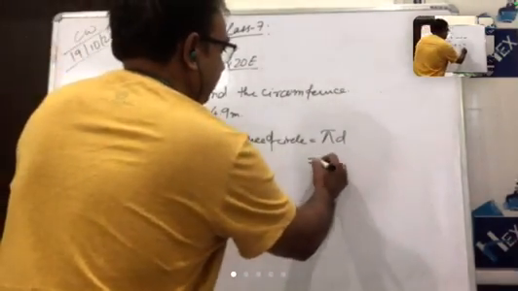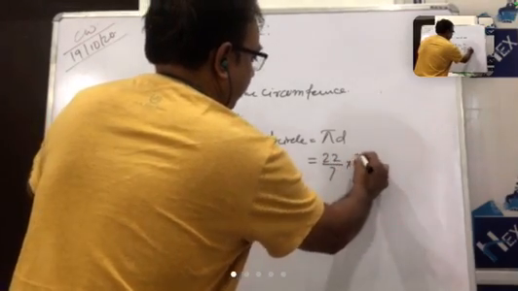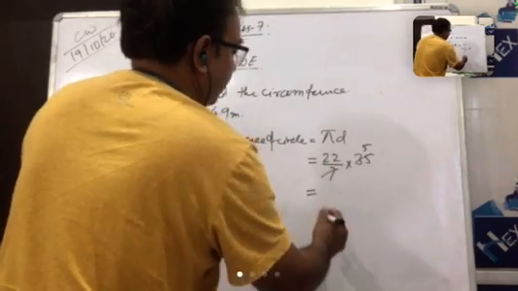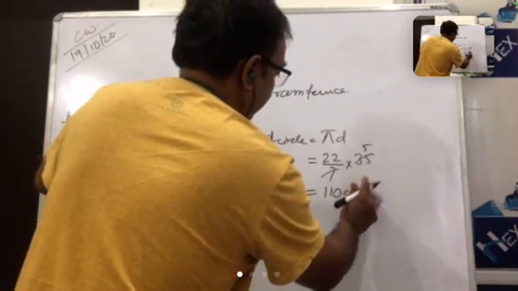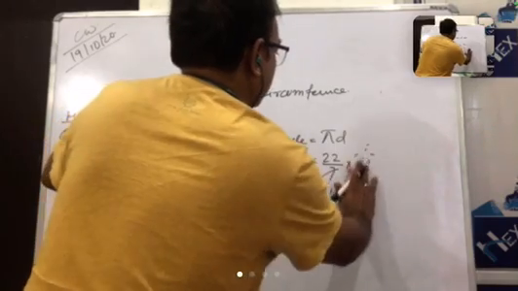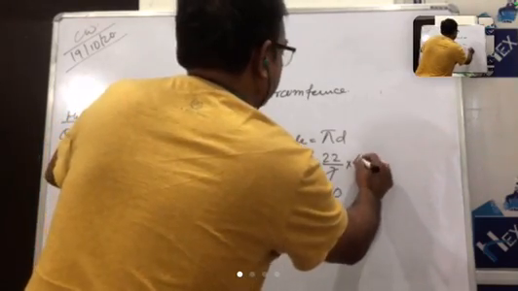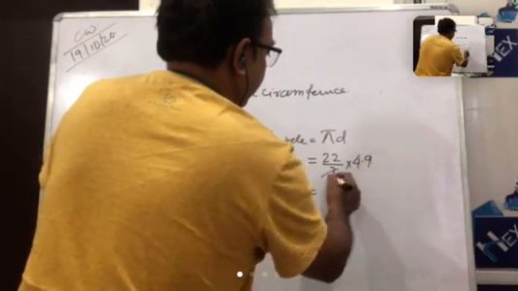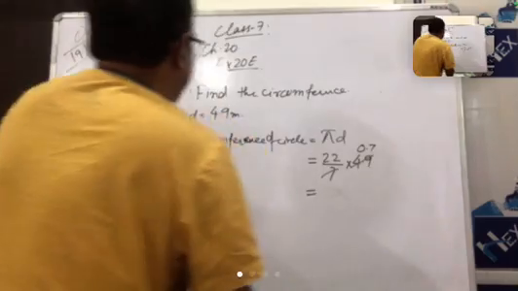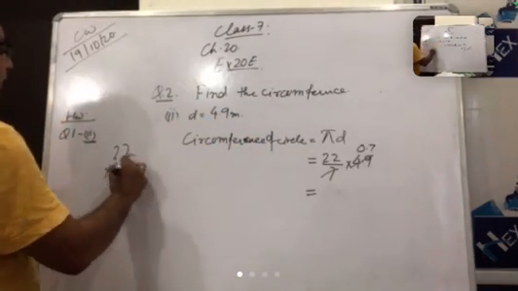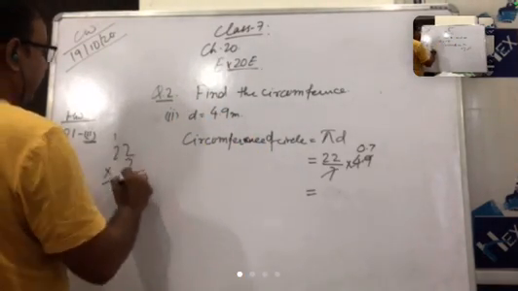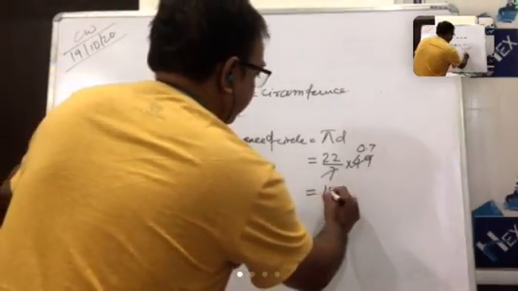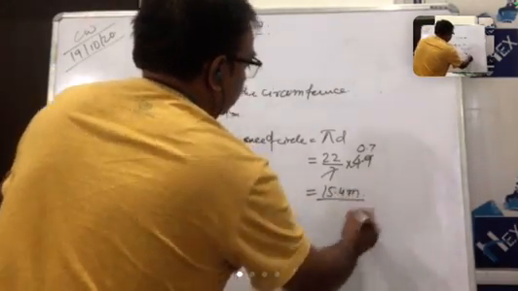So this is equal to 22 upon 7 multiplied by 4.9. When we cancel this, it will become 0.7. Now you can multiply 22 times 7: 14, 1 carry, 154, and put the decimal over here. So it will be 15.4 meter. Clear?